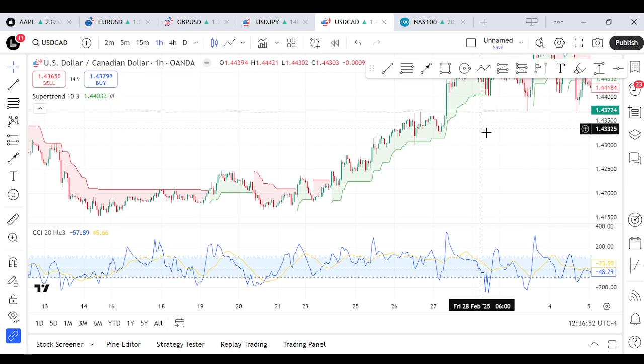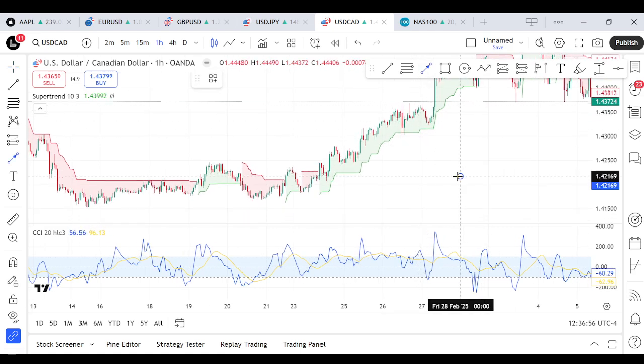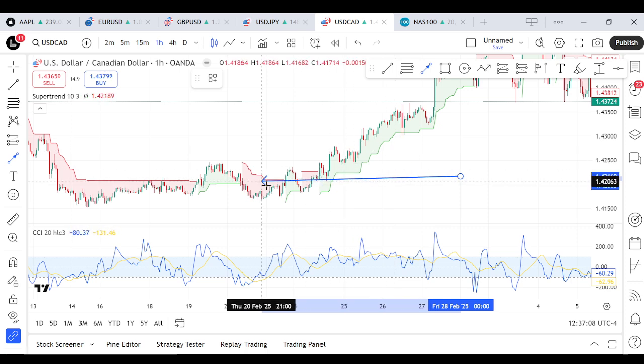So when the price is above the Supertrend line and the line is green, as you can see right here, it signals a bullish trend. Conversely, when the price falls below the Supertrend line and the line turns red, it signals a bearish trend, like you can see here. You can see here also.